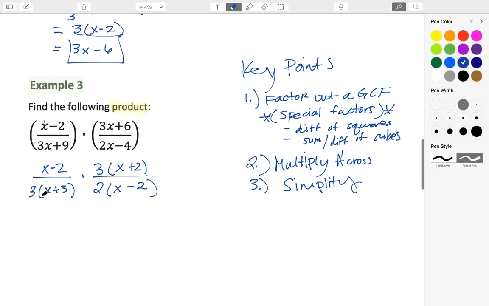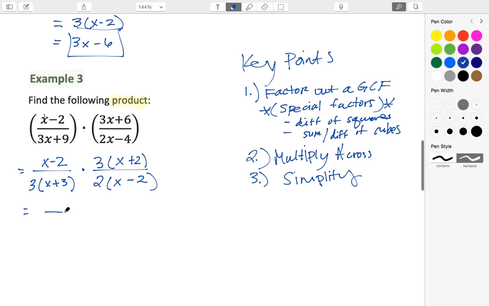Cool. Now what I can do is I'm going to rewrite all of these because they're essentially being multiplied. All of these are being multiplied. So I'm going to multiply, not yet, because remember my goal is to simplify. So do not expand these. Don't do x minus 2 times 3 times x plus 2. We want to see what can we reduce first before we do that. So we have x minus 2 times 3 times x plus 2. I'm just showing that I'm writing everything on top of the numerator and I'm multiplying them. And then I have 3 times x plus 3 times 2 times x minus 2.